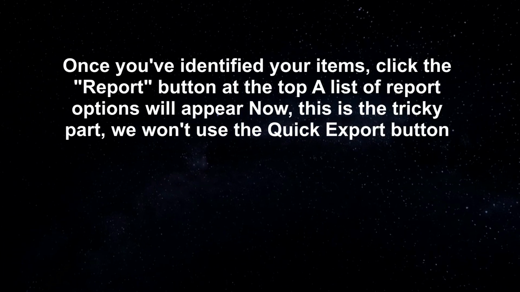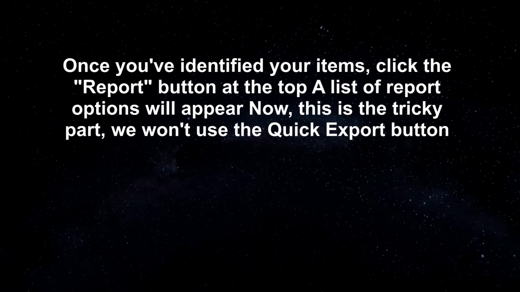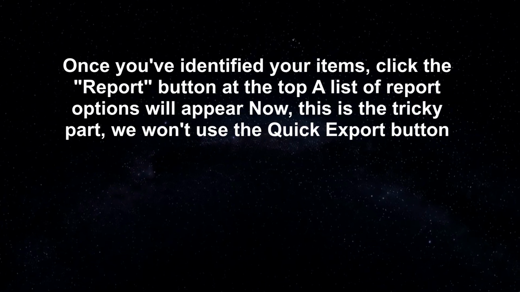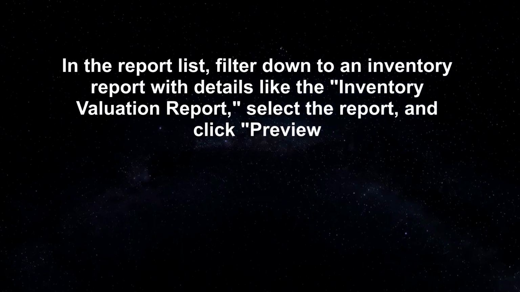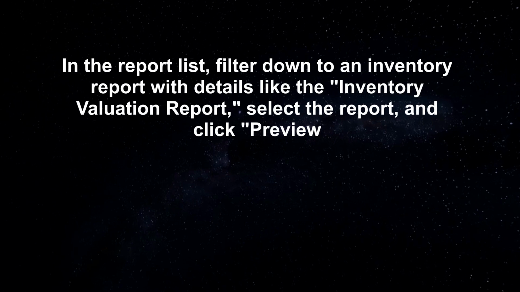Once you've identified your items, click the Report button at the top. A list of report options will appear now. This is the tricky part. We won't use the Quick Export button. In the report list, filter down to an inventory report with details like the Inventory Valuation Report. Select the report and click Preview.